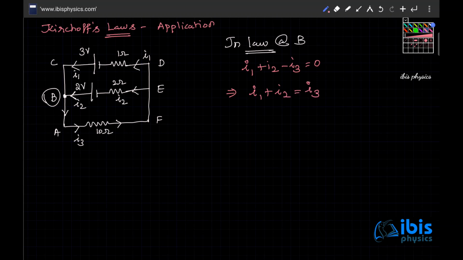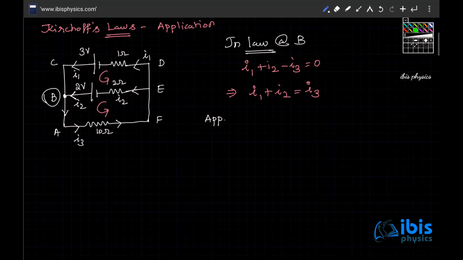In the previous problem, if there were 3 loops possible, we did all 3 loops. Now it is not necessary. You can choose one loop here and one loop here. Why I chose this: there are 2 unknown variables, I1 and I2, since I3 is nothing but the sum of I1 and I2. So it's better to write only 2 equations to solve it. First apply this loop, C, B, E, D, C.